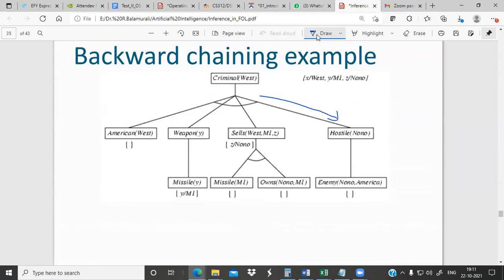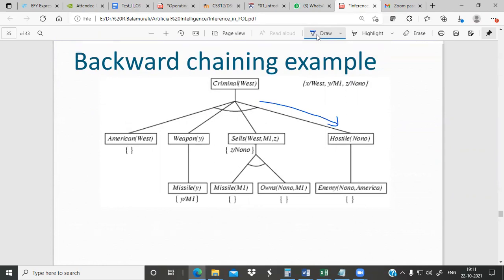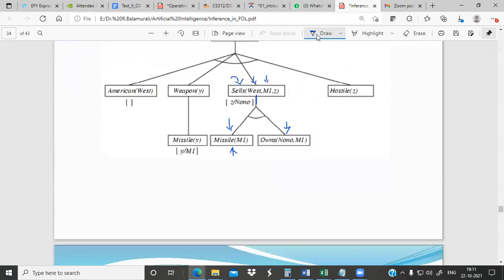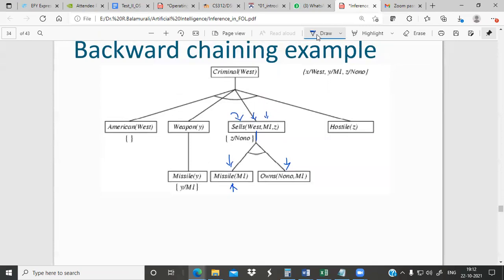The last branch is hostile of Nono. Nono is a hostile nation. So basically here we are inferring Z. See, this Z is what? Initially it should be Z owns M1, but that Z is replaced with Nono.